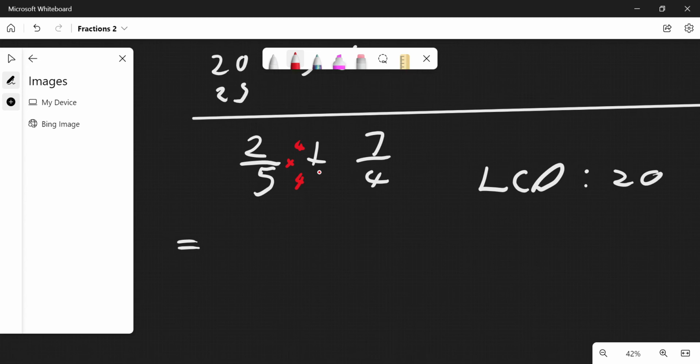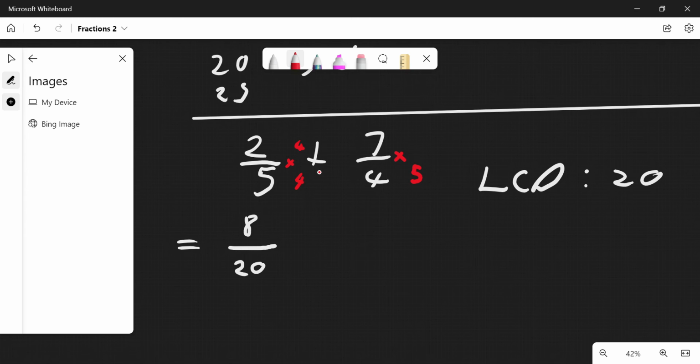So what that's going to give me is, let me not put that in red, 5 times 4 is 20, and 2 times 4 is 8. And the same applies for this side. I look at my denominator 4 and I ask myself, how can I multiply 4 in order to make it equal to 20? And that's easy enough. 4 times 5 is equal to 20.